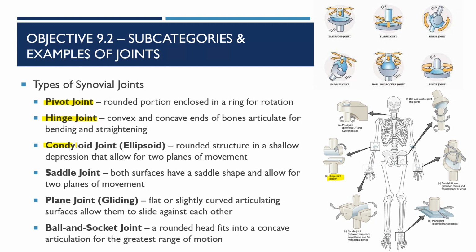Then you have a condyloid joint, also known as an ellipsoid. This is where a condyle is a rounded structure on your joints. You may have come across those in lab, but a rounded structure in a depression. There's not a whole lot of movement, but you can see it between the radius and the carpal bones there. So just a little bit of movement there.